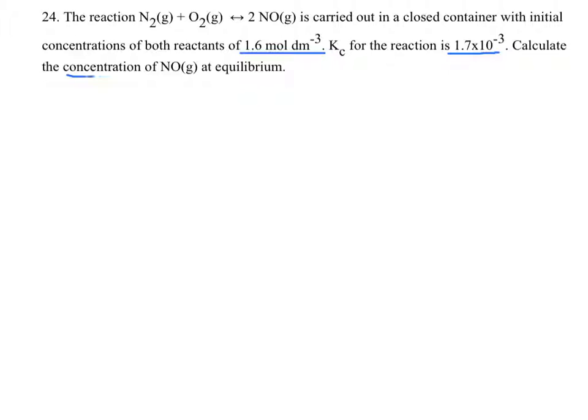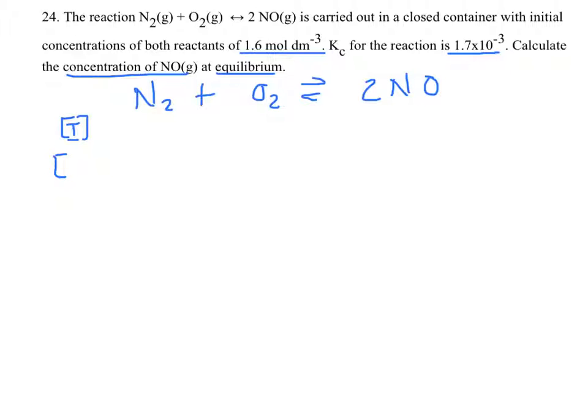Calculate the concentration of NO at equilibrium. So step 1, I'm going to rewrite the reaction so I can write stuff underneath it. Then I need to identify my initial concentration, my change in concentration, and my concentration at equilibrium. I'm starting with 1.6 for each of my reactants and 0.0 for my product.